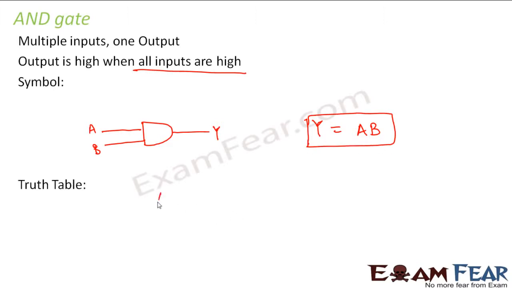So here also we will plot the truth table. This is A, this is B, and this is Y. So what are the possible input combinations? 0, 0, 0, 1, 1, 0, 1, 1. So when both are 0, your output will be 0. 0, 1 will also be 0. 1, 0 will also be 0. 1, 1 will be 1.